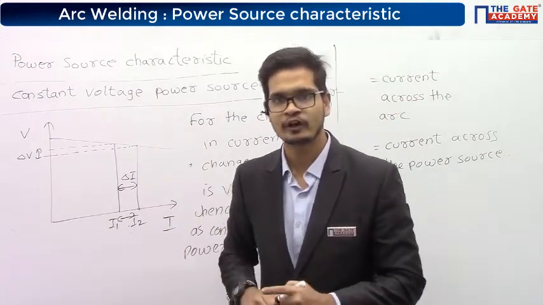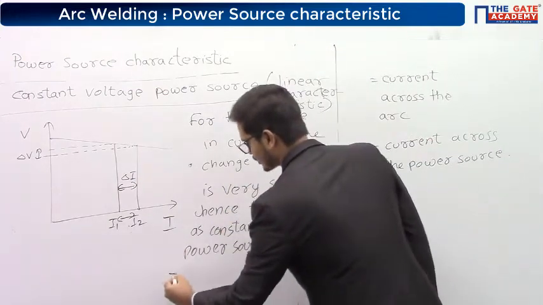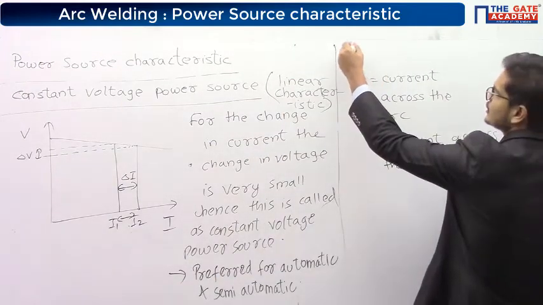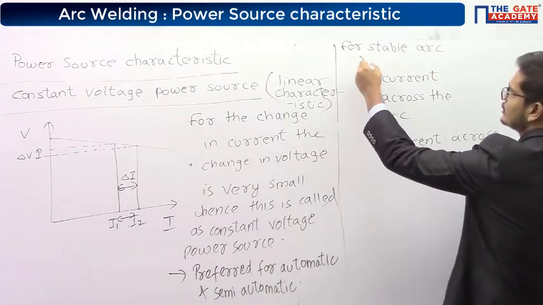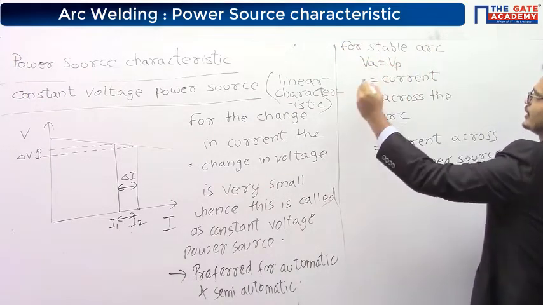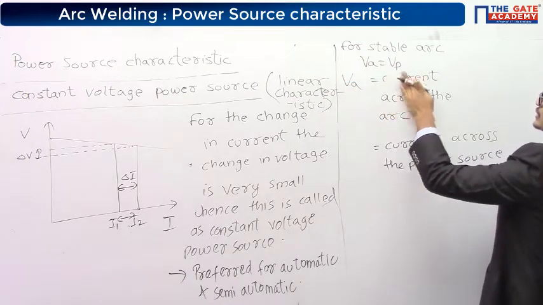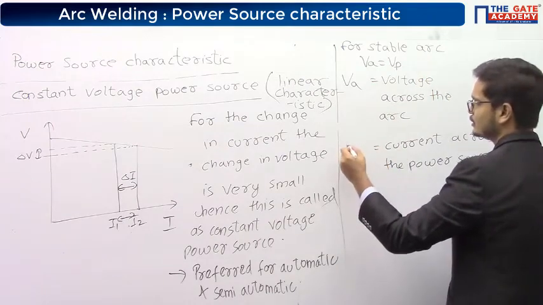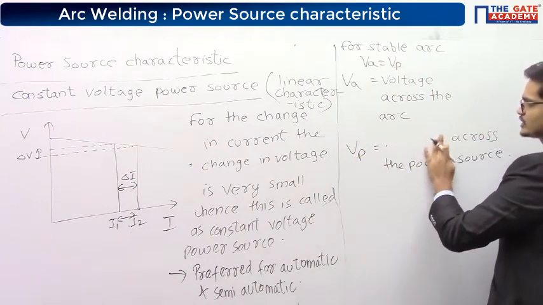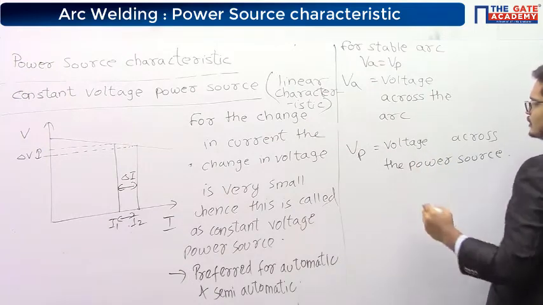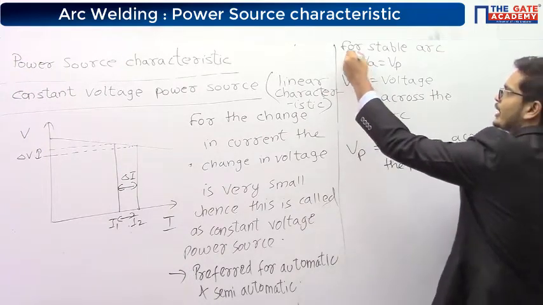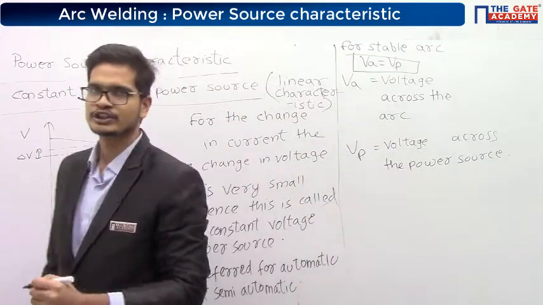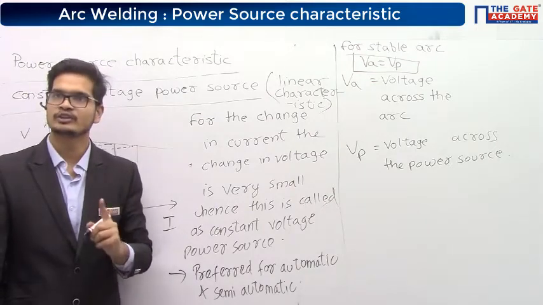It is preferred for automatic and semi-automatic. Okay. In this, for a stable arc, VA is equal to VP. VA is voltage across the arc. VP is voltage across the power source. So based on this, VA is equal to VP. Many previous year questions have come on VA equal to VP.